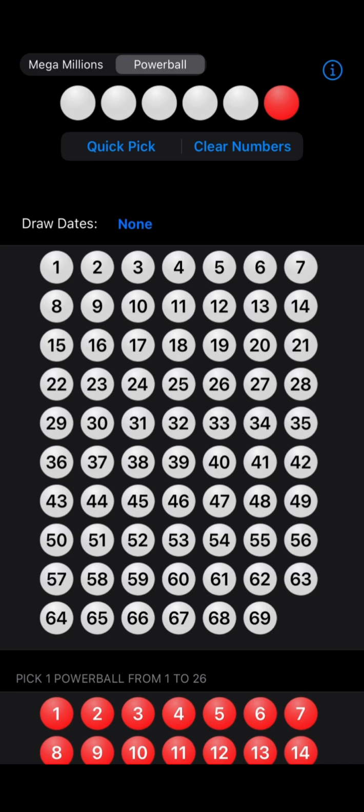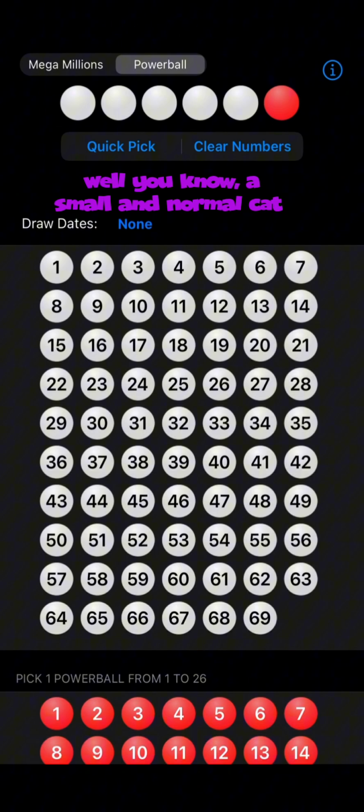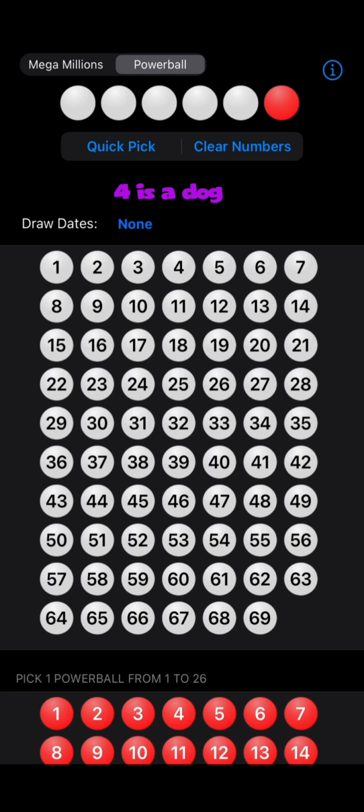3 is a cat, a house cat, a little, smart, normal cat. Think of 3 times 3 is 9, and a cat has 9 lives. That's how I think of 3. 4 is a dog. I think of the fundamental, basic 4. It has 4 legs, but all these guys have 4 legs, so we're just gonna say dog is a 4.